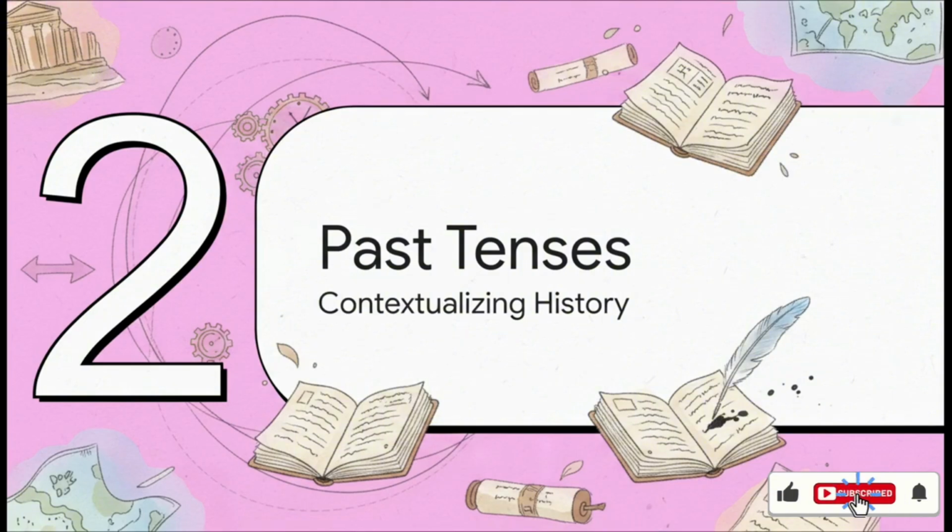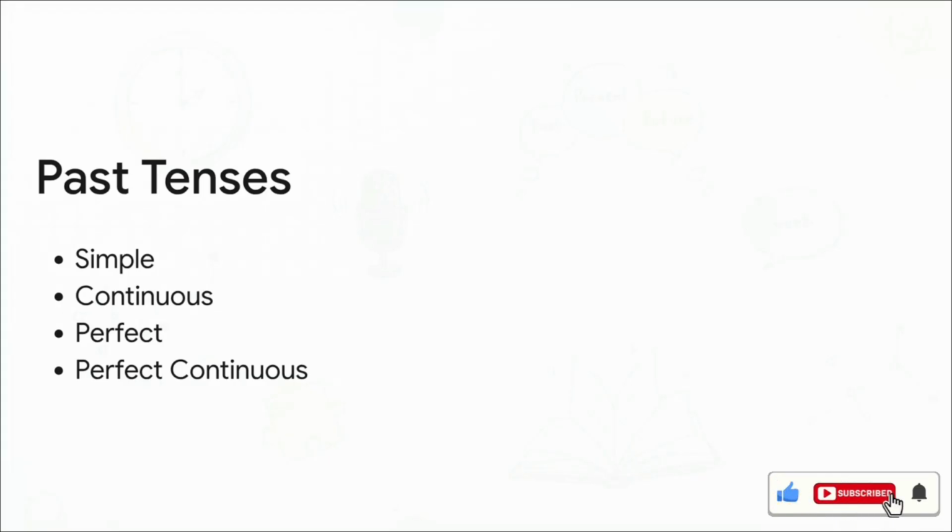Moving right along to Section 2, past tenses and contextualizing history. Just like the present, the past has 4 specific tools, but these are designed to give context to actions that are completely behind us. Let's look at how to neatly organize history.